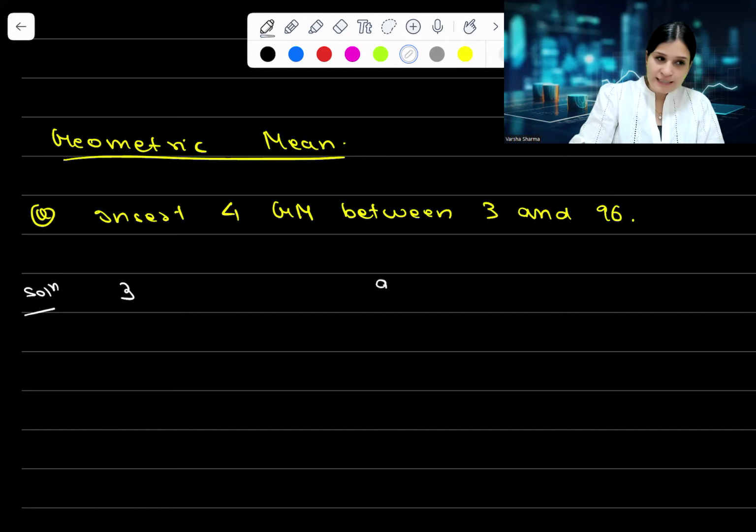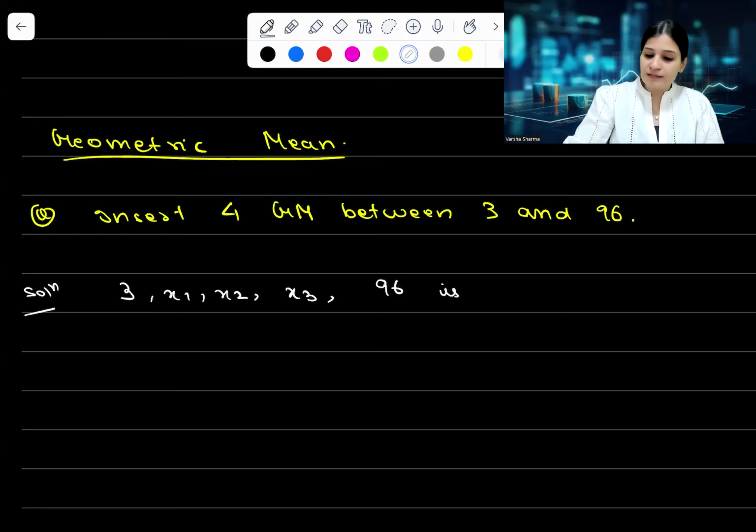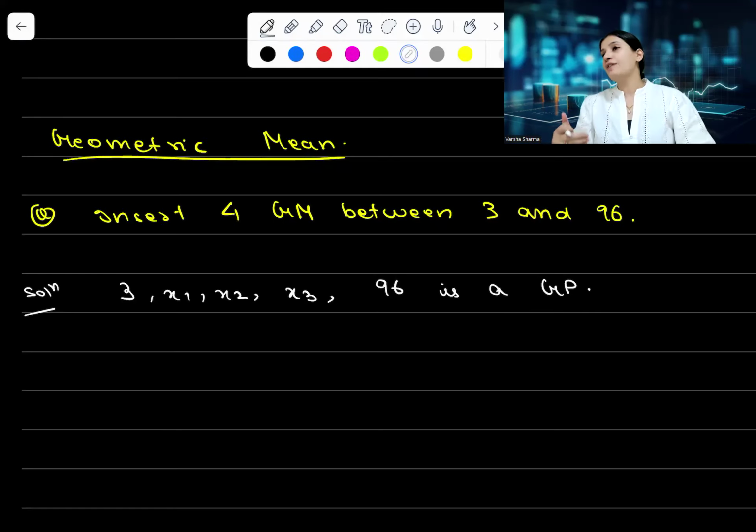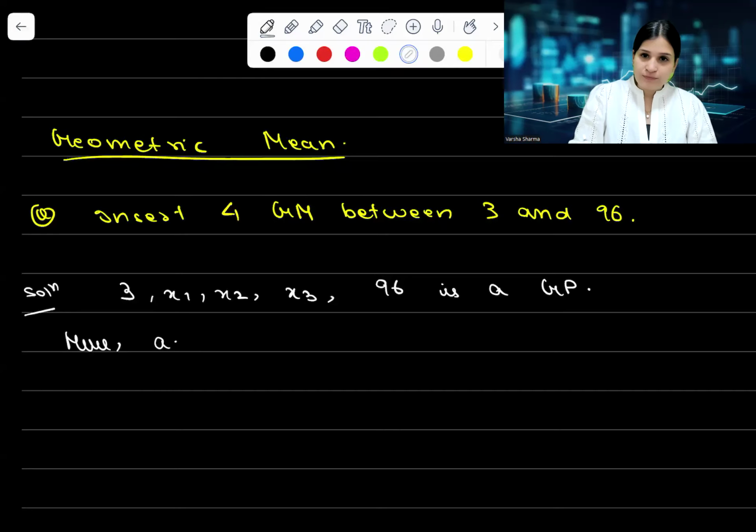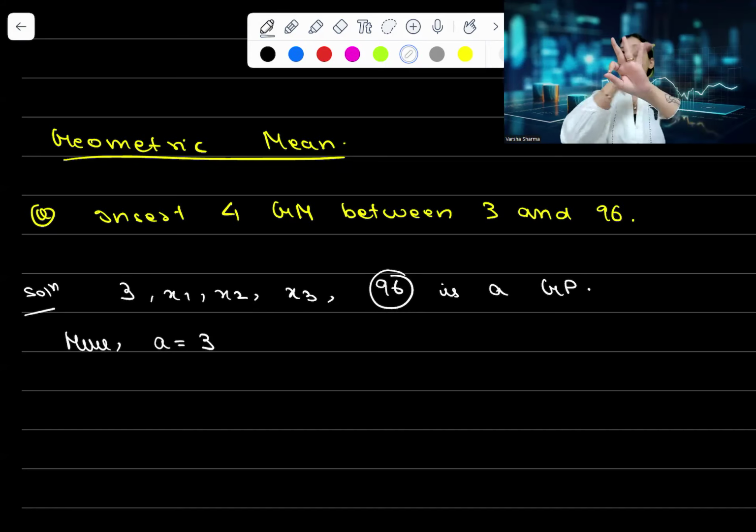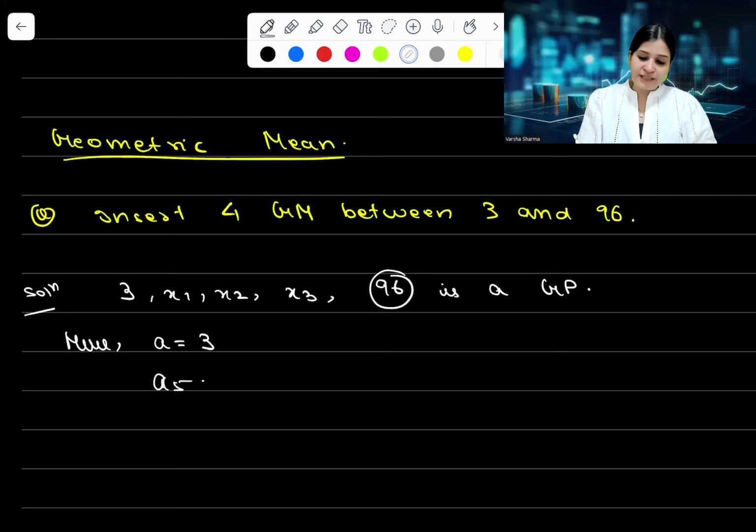So between 3 and 96, we are putting in three numbers, x1, x2, x3, and this resulting sequence is a GP. So now using this information, we need to find A and R. Here, what would be my A? A is 3, and what is 96? Which term? There are three terms in between and I've added two more terms, the first and the last. So in total it becomes 5 terms.